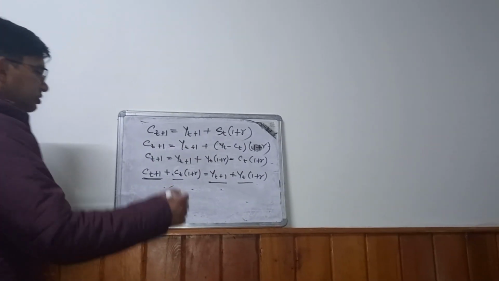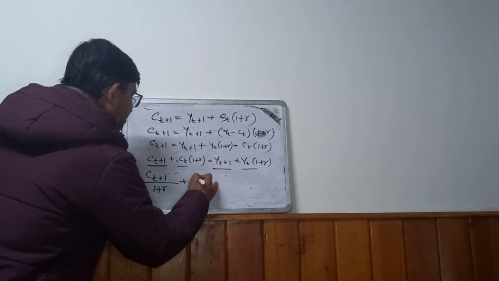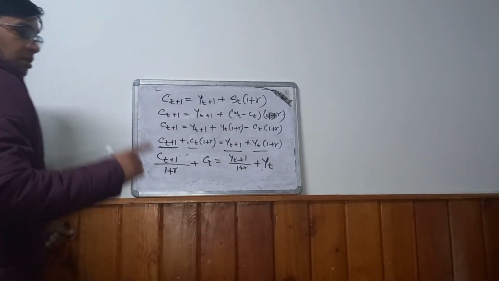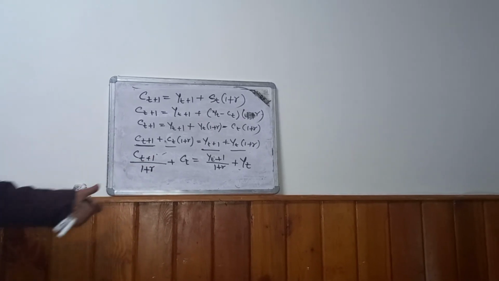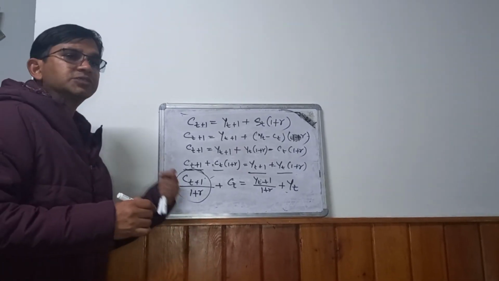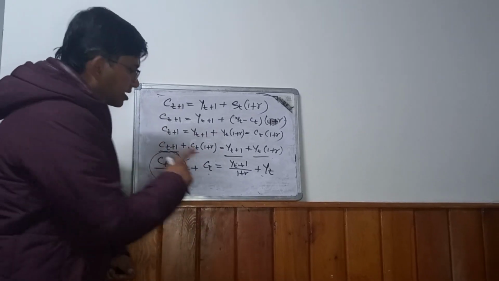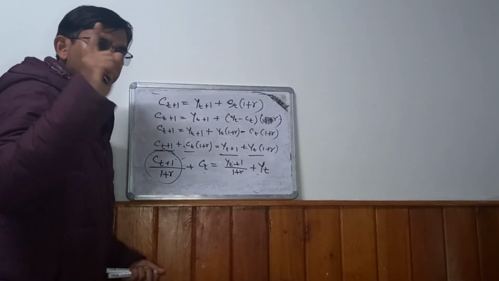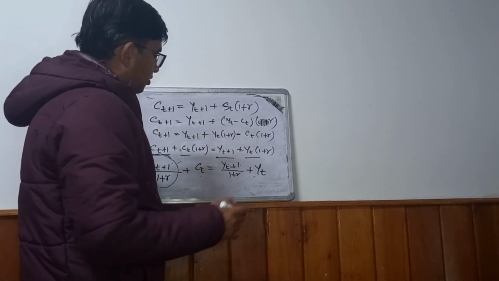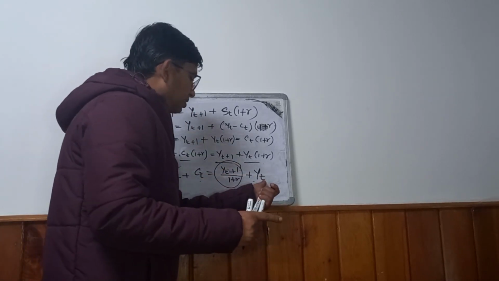And if we divide both sides by (1+r), we get Ct+1 divided by (1+r) plus Ct equals Yt+1 divided by (1+r) plus Yt. So see here, if r is the rate of discount, then Ct+1 divided by (1+r) indicates the present discounted value of future consumption, and Ct is the current consumption. So in the current period, we are measuring the current consumption plus the future consumption at its present value. So we are discounting it. Similarly, Yt+1 divided by (1+r) is the present discounted value of future income, and this is the current income.